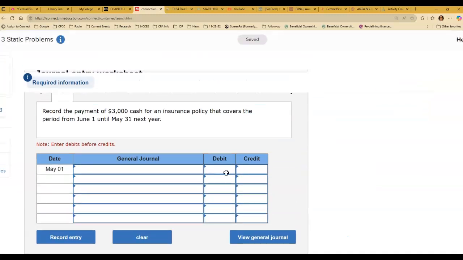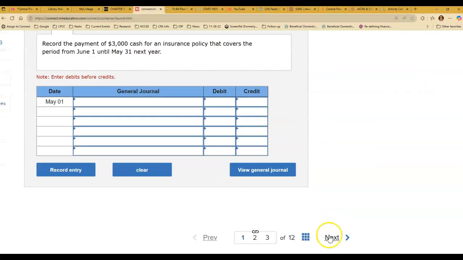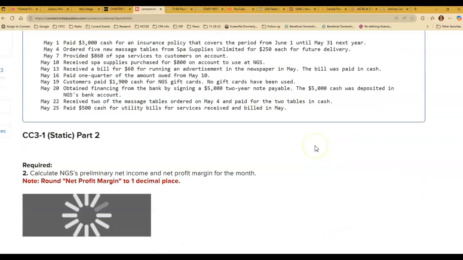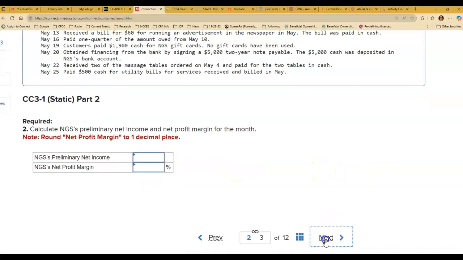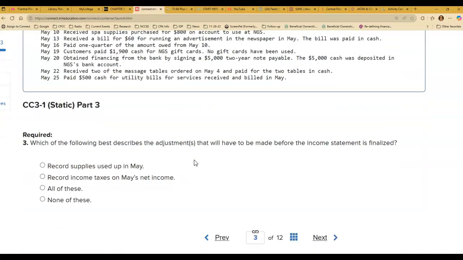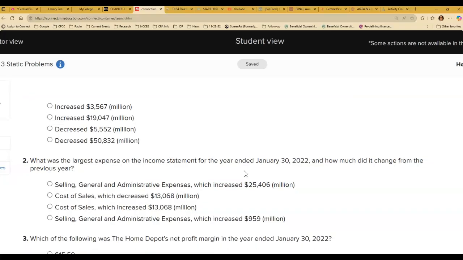All right, so there is part 1 of what we're going to do. Now, it doesn't stop there. Here they ask, calculate Nicole's Getaway Spa preliminary income and net profit margin for the month. Okay, so there's the next thing that we're going to do for Nicole. The next one is part 3. Which of the following best describes the adjustments that will have to be made? We'll look at that. Okay, and then there's the third part.